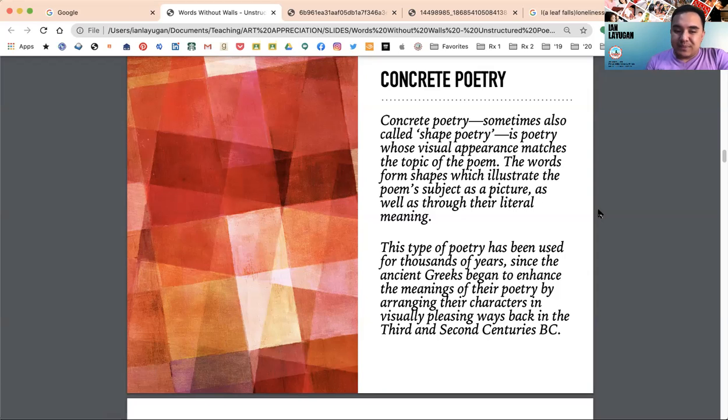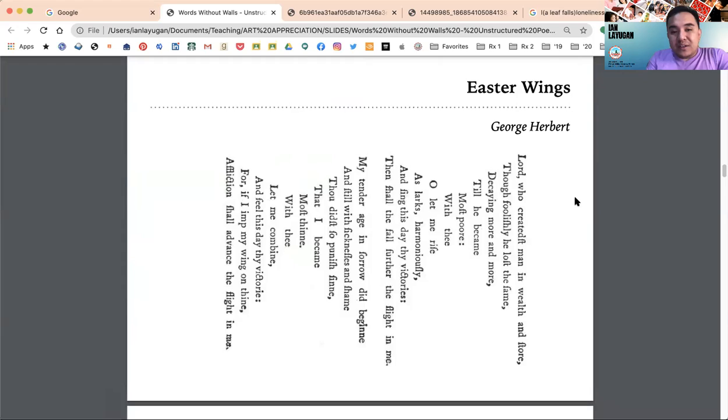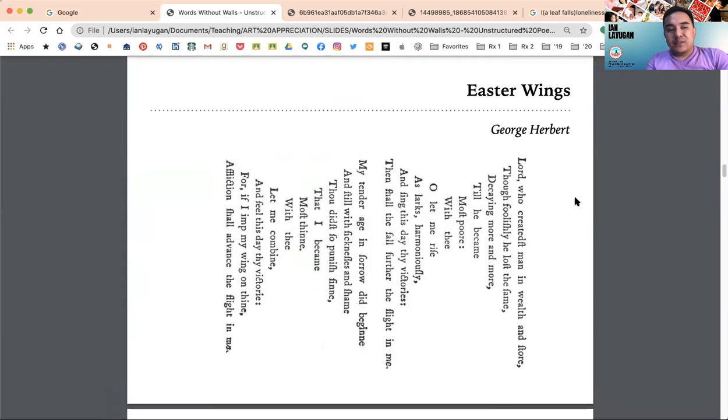This type of poetry has been used for thousands of years, mind you, since the ancient Greeks began to enhance the meaning of their poetry by arranging their characters in visually pleasing ways back in the 3rd and 2nd centuries BC. So this is just a short background. This is also one of the most anthologized. When you say anthologized, they are usually reprinted or used by editors and authors of textbooks or collections of literary works.